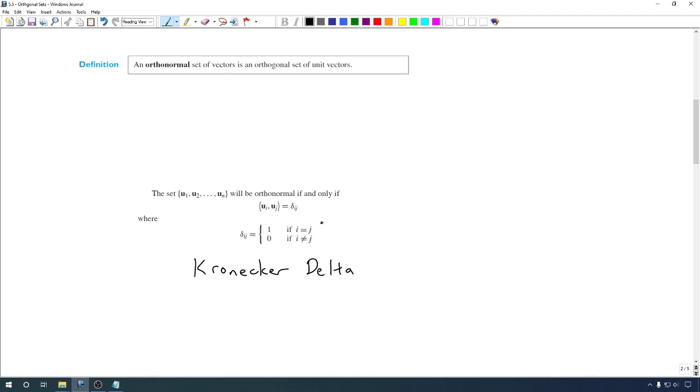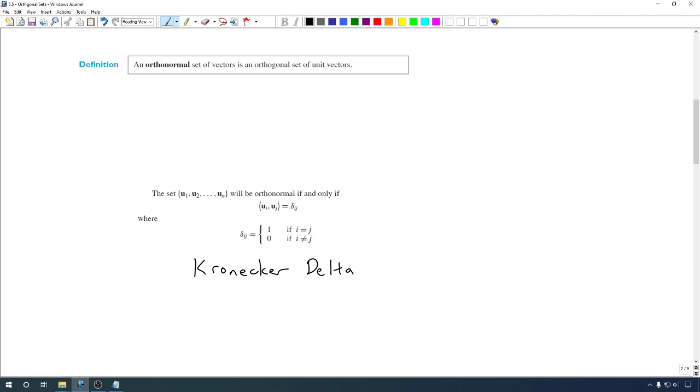And we won't be using it a lot here, but it is a common shorthand in parts of mathematics and especially in physics as a way of denoting when two numbers are the same or different. So if we put the same number in both slots, we get 1. If we put different numbers, we get 0. Not a lot really to say there, other than the fact that we're using it as a way to talk about our orthonormal set and their inner products.